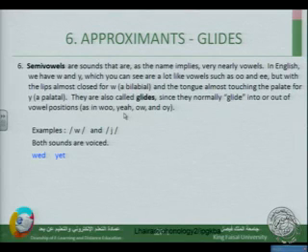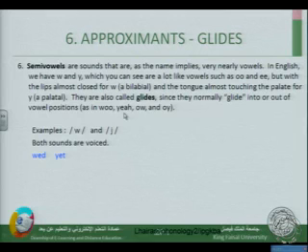We have here the semivowels, the glides. Semivowels are sounds that are, as the name implies, very nearly vowels, meaning not vowels, but close to vowels. In English we have W and Y, which look a lot like vowels. We could consider them as vowels, but they are not vowels, they are semivowels. With the lips almost closed for W, a bilabial, and the tongue almost touching the palate for Y, a palatal.